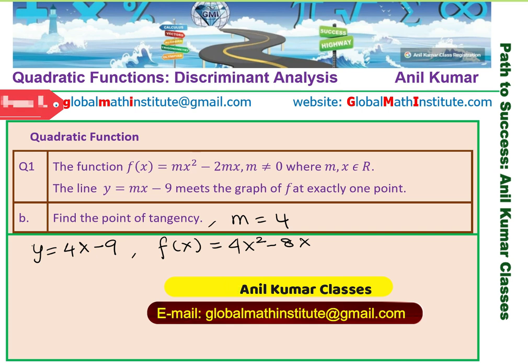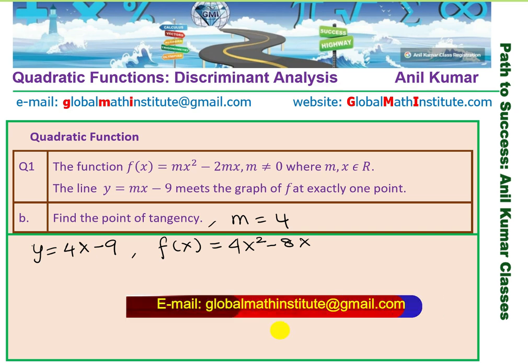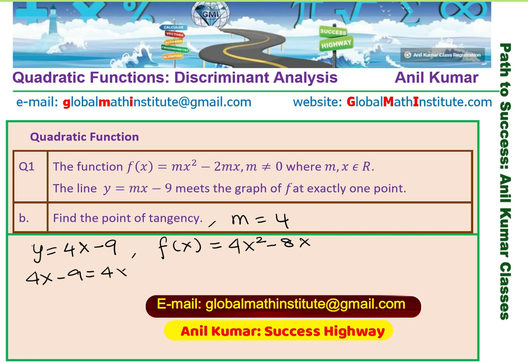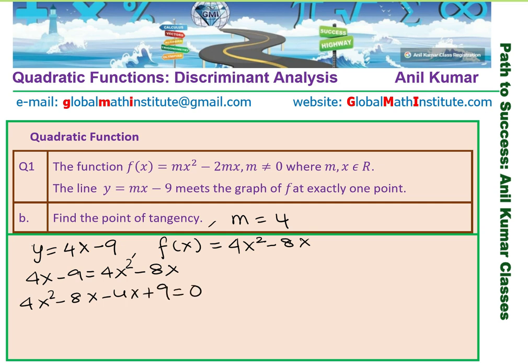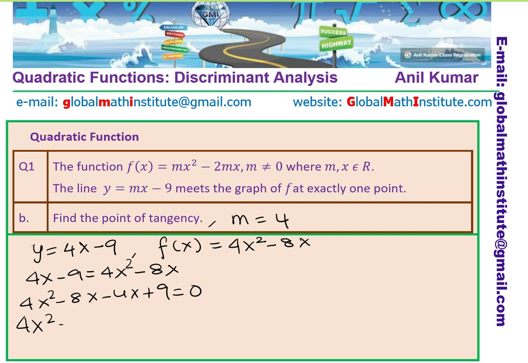So that is what it is. So we can again now solve and find the point of intersection, right? If I equate this, substituting y equals 4x minus 9 in the equation, so we get what? 4x minus 9 equals 4x squared minus 8x, which is 4x squared minus 8x minus 4x plus 9 equals 0. So which is 4x squared minus 12x plus 9 equals 0, right?